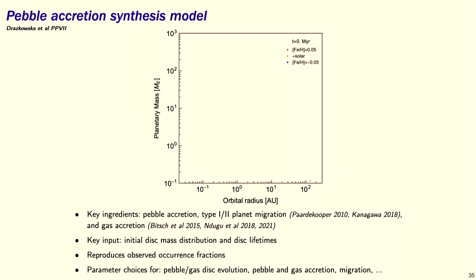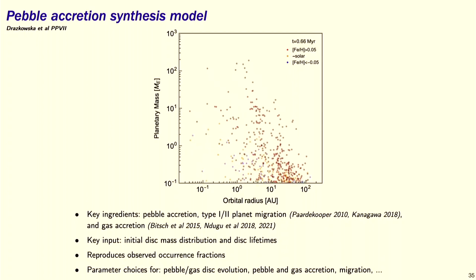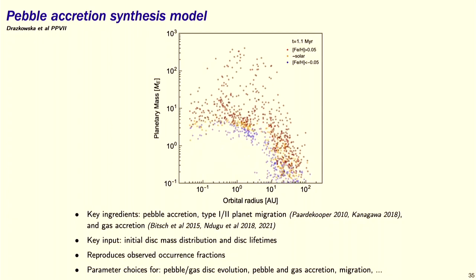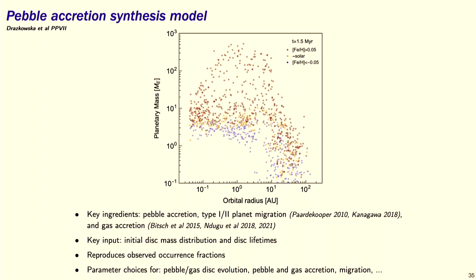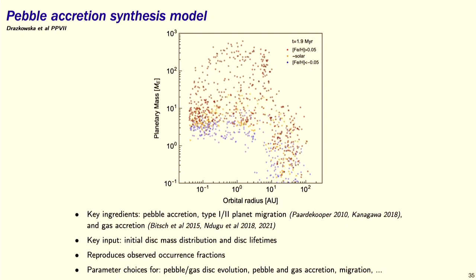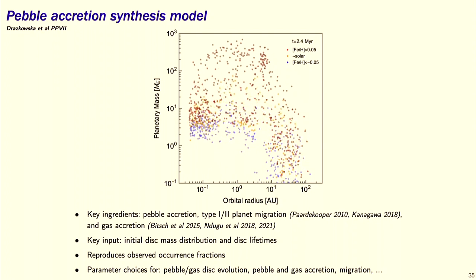Then, as I said, we put everything together in one model, and then you can play this movie here. A key input in the simulation is an initial disk mass distribution, so how many pebbles are spread out in these different disks that you're simulating, and also the disk lifetimes. You see some of these points freeze in at some point. Those are the disks that have already lost all their gas. And this is then the final population they form after a few million years of evolution.